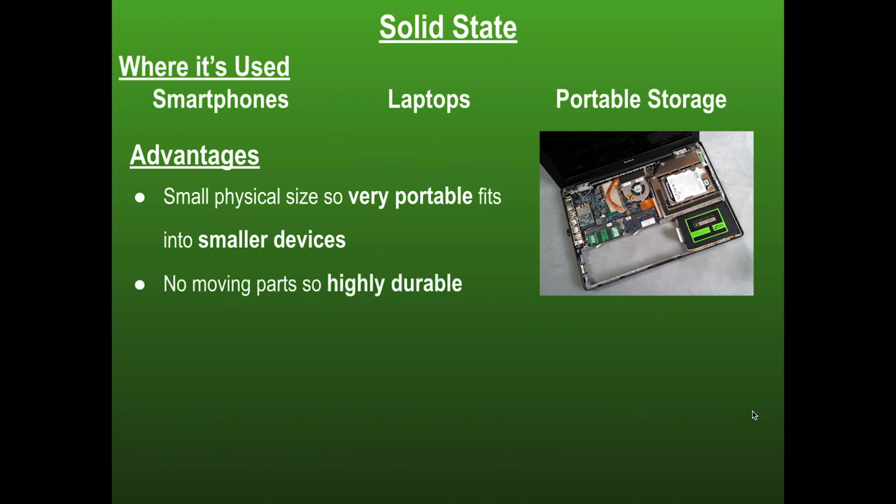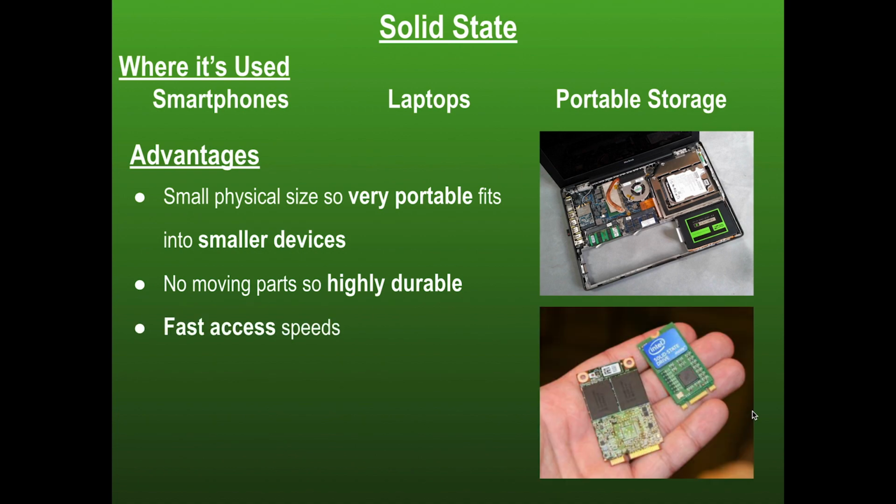So think about everything that your mobile phone goes through. That goes everywhere with you. You may drop it on the floor, it may get bumped, it may get wet. A lot of things can happen to this mobile phone, and because it has no moving parts, it's highly durable. It's also super fast access, so you can get all that data that you need really, really fast.